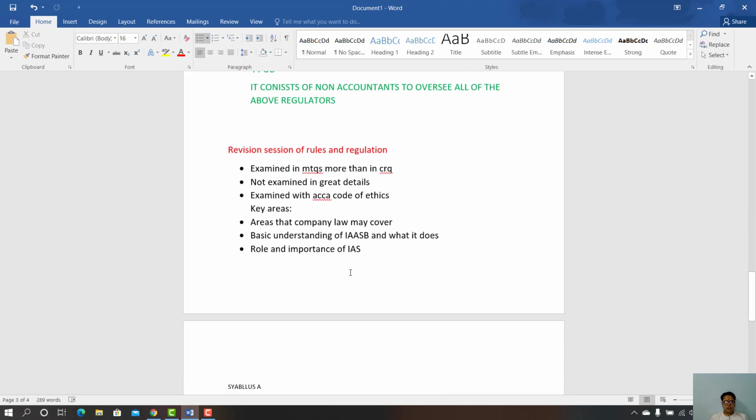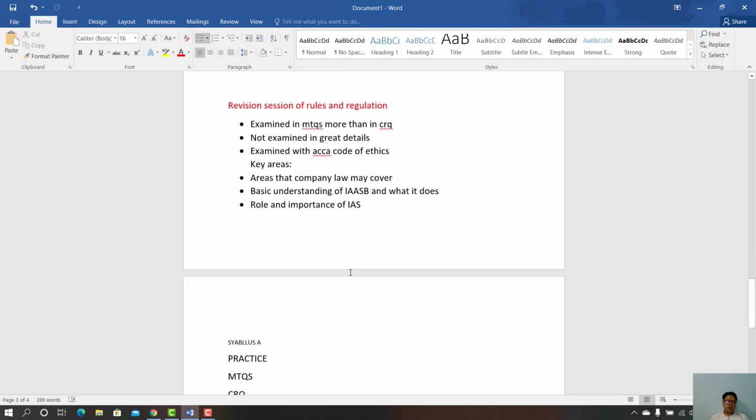So we come to the conclusion, and now we are entering the revision session of rules and regulations, which is very small. So let's start the revision session. Rules and regulations are examined in multiple choice questions more than in constructed response questions. It is not examined in great detail, and it is examined with the ACCA Code of Ethics. So it is linked with the ACCA Code of Ethics. This will be taught in a coming chapter. So key areas the student must be happy with are areas the company law may cover, basic understanding of the IAASB and what it does, and the roles and importance of the ISAs.